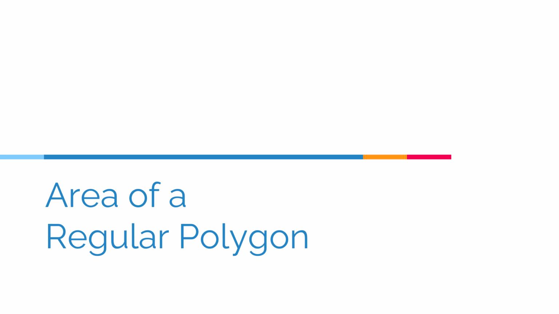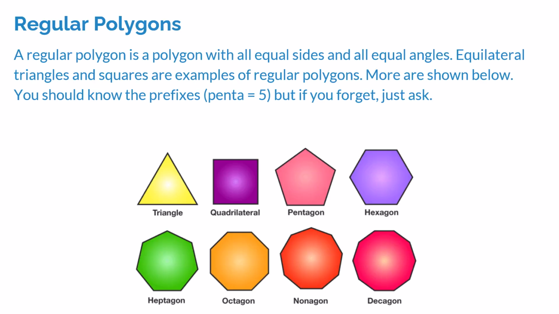Hi there. In this lesson we're going to learn how to compute the area of a regular polygon. A regular polygon is a polygon with all equal sides and all equal angles. They're very highly symmetric. You're familiar with equilateral triangles and squares, but we can have a regular polygon with any number of sides. Some of these might be familiar to you.